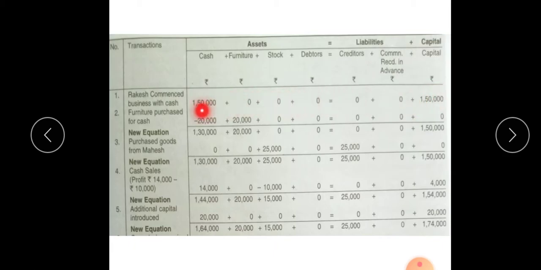See, asset side total is 1,50,000 and the liability side total is 1,50,000. Both the sides are equal. Now take the second transaction. Furniture purchased for cash 20,000 rupees.